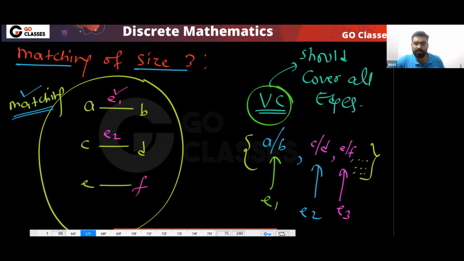Is this proof clear? So if you have a matching of size 3, then definitely your vertex cover should have size at least 3. Whatever vertex cover you take, it should at least have size 3. It can be more, but at least size 3 must be there.